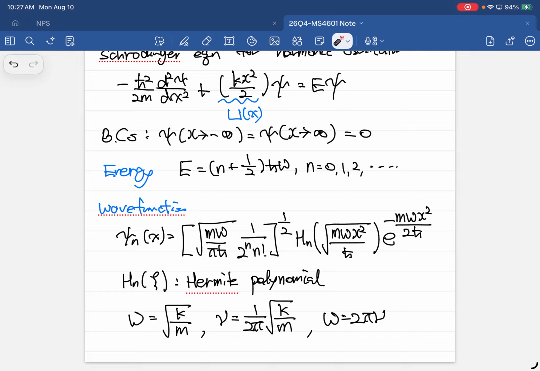So we got this wave function. Now let us look into the difference between the classical approach and the quantum approach. This is essentially the quantum solution, but we know a lot about the classical harmonic oscillator, right? So let us look into that.